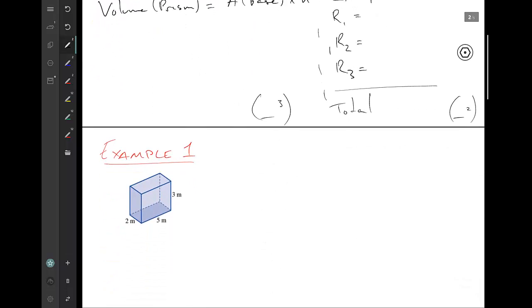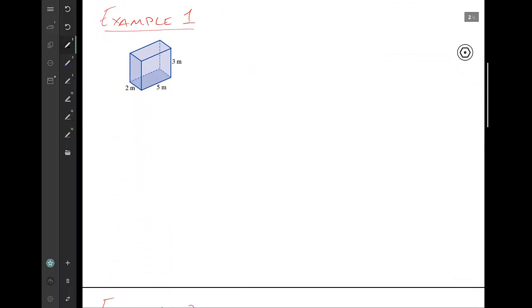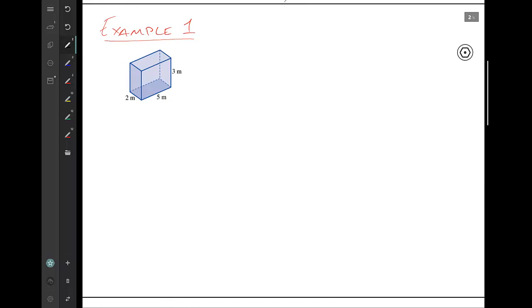For those of you that want a bit more practice with these, let's have a look at a couple of examples. The first one we have is a rectangular prism. I know it's a prism because I have this base, which is parallel and equal in size to the top face. I'm going to start with volume because it's easier.